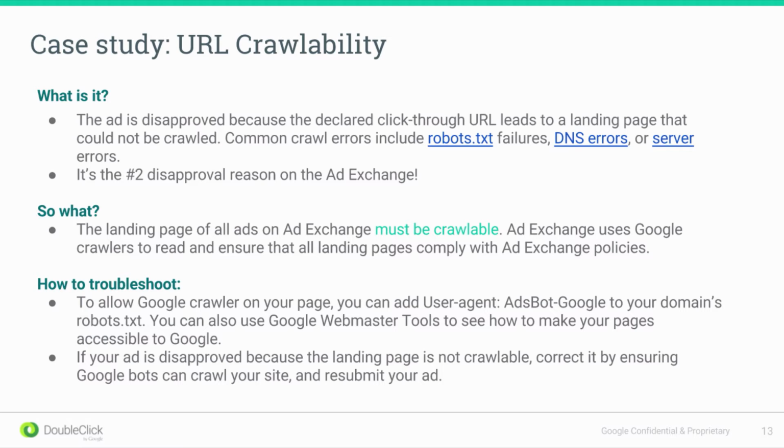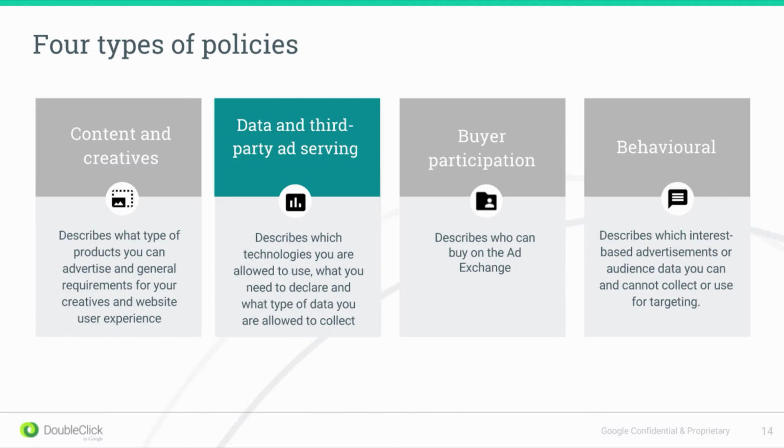Okay, so that was content and creative policies. We're now going on to the second bucket of policies, which is data and third-party ad serving. So with these, we're trying to keep publishers assured that AdX is a regulated environment and give buyers access to leverage different tools. We also try to protect the end users because we have a large responsibility to the users to make sure they're not exposed to technologies that might compromise their browsing safety.